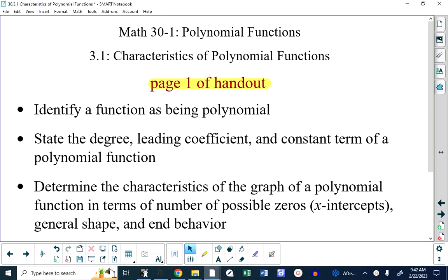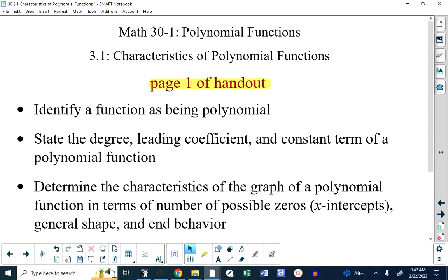So this is dealing with Chapter 3. Unit 2 is Chapter 3. We're going to start off with polynomial functions, learning today in a very general way about the characteristics of the graphs of polynomial functions. You don't have to know exactly how to find the features of these graphs, but there are certain features you need to be aware of. We're going to start off by defining a polynomial function so you know how to recognize one.